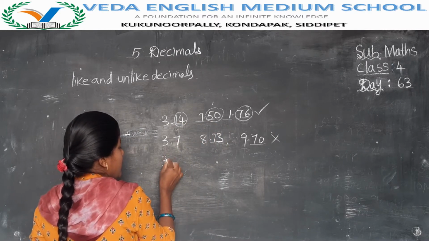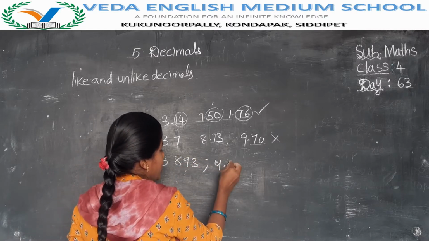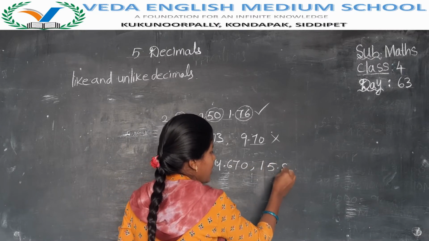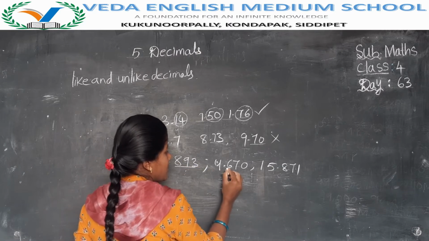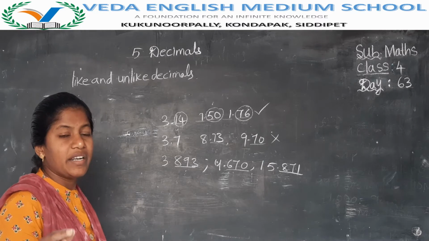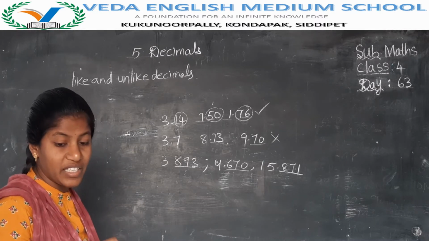Then 3.893, 4.670, 15.5871. If you have like this, here the decimal places are 3 decimals, 3 decimals, 3 decimals. That means decimals having an equal number of decimal places are called like decimals.